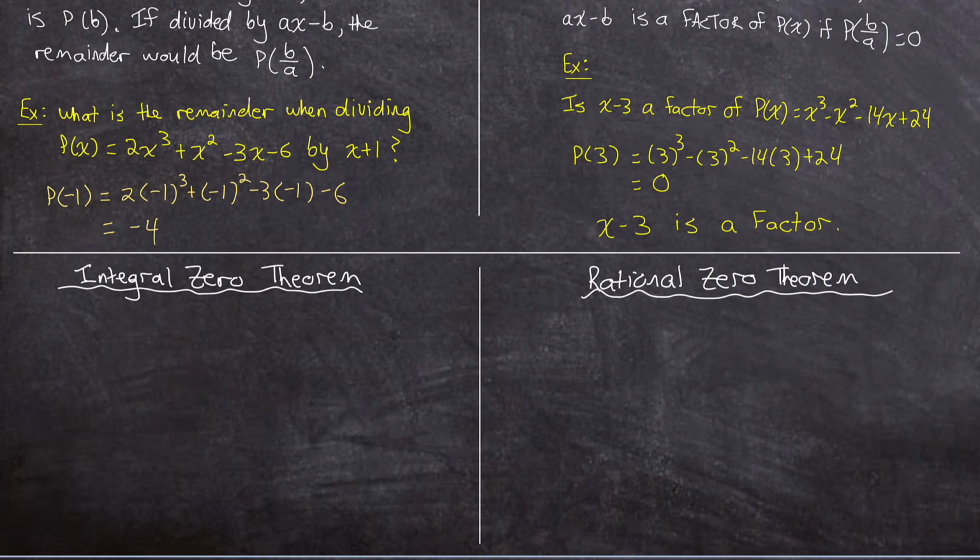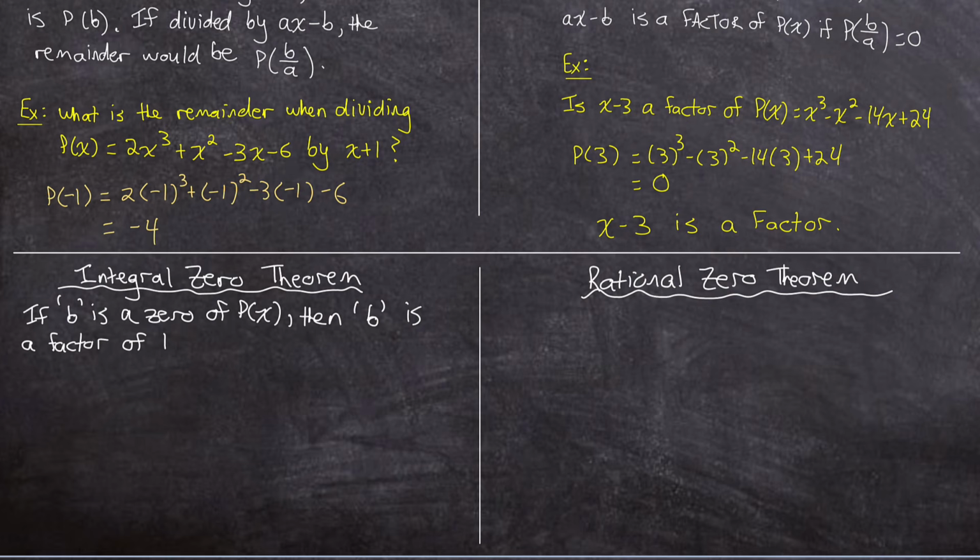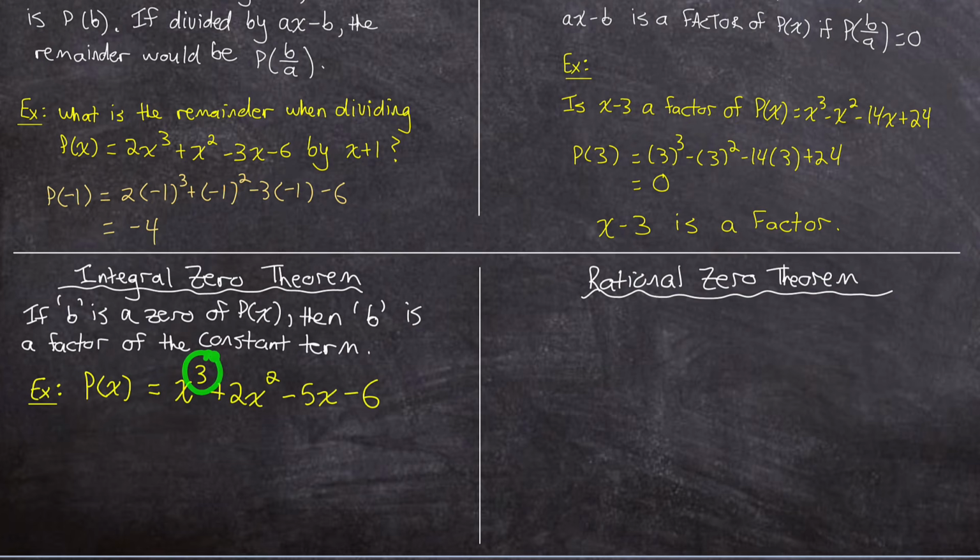The integral zero theorem states that if b is a zero of p of x, then b is a factor of its constant term. And the best way for me to explain that is with an example. For this function p of x, this polynomial is degree 3. So based on the fundamental theorem of algebra, I know there are 3 zeros to this equation. But some of the zeros might be repeated, or some of the zeros might not even be real.